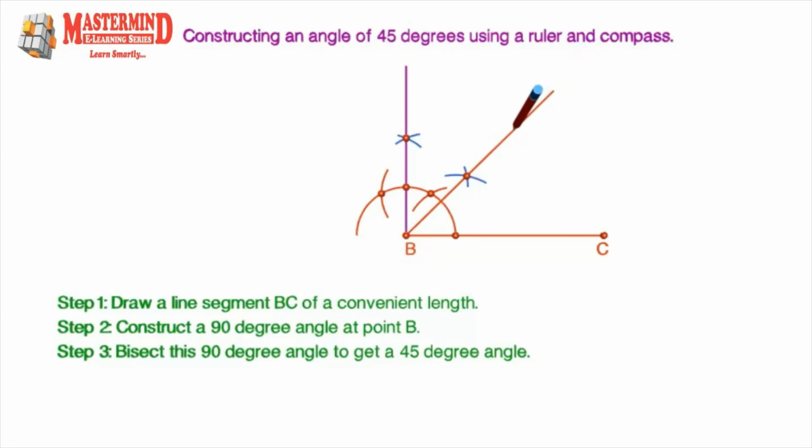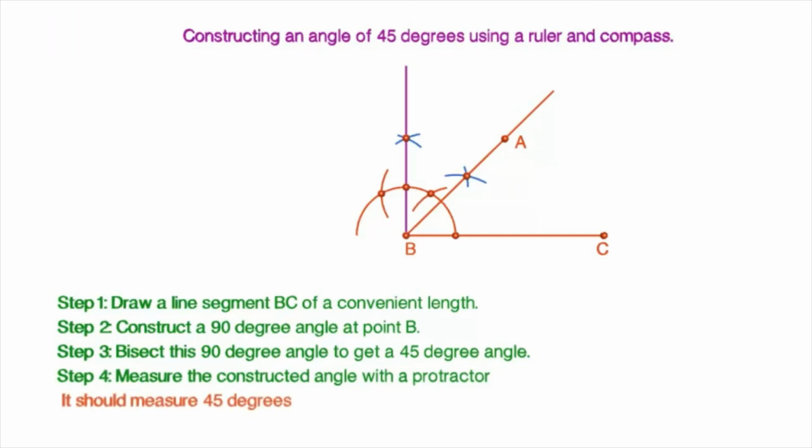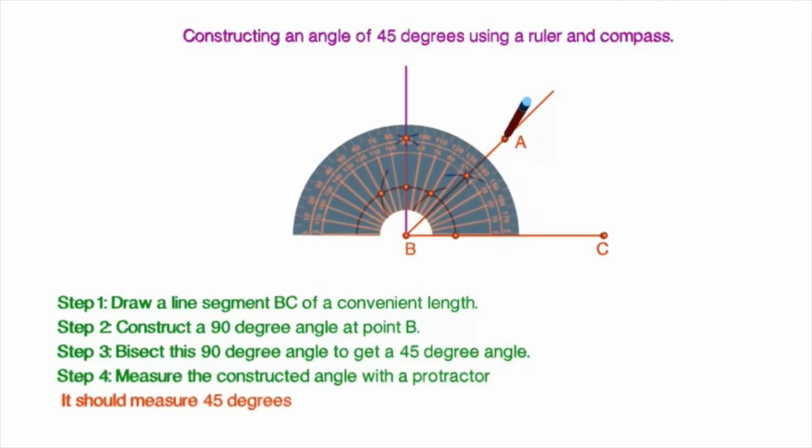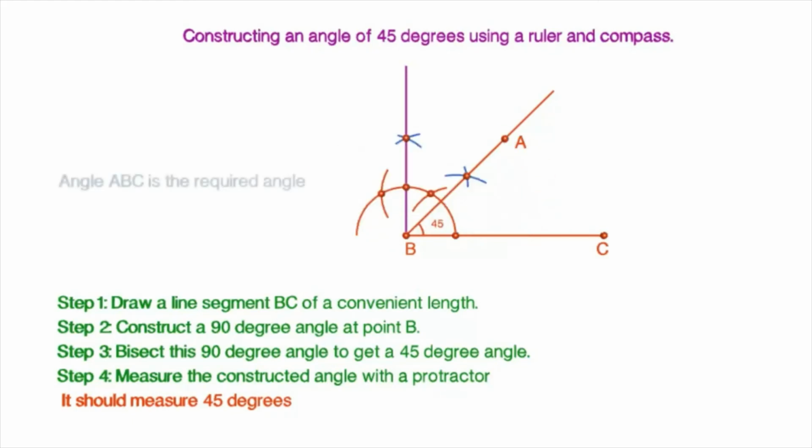And our angle is ready. Measure the constructed angle with a protractor. It should measure 45 degrees. Angle ABC is the required angle.